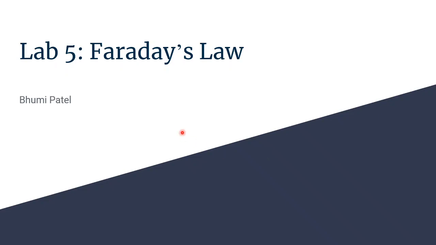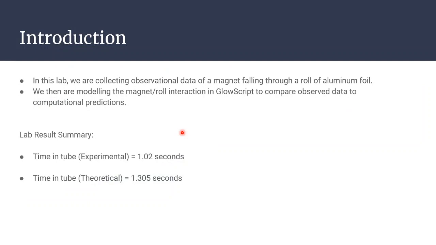So this is Lab 5, Faraday's Law. In this lab, we're collecting observational data of a magnet falling through a roll of aluminum foil, and then we're modeling that interaction in GlowScript to compare the observed data to the computational predictions. This is a little summary of my lab.